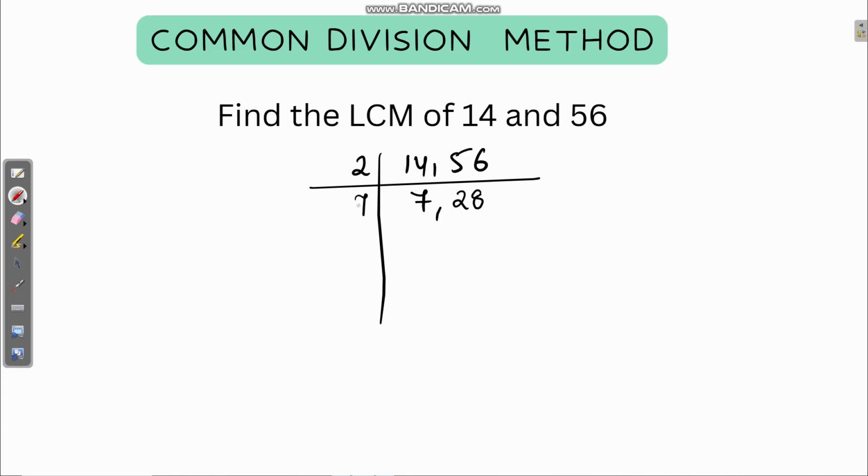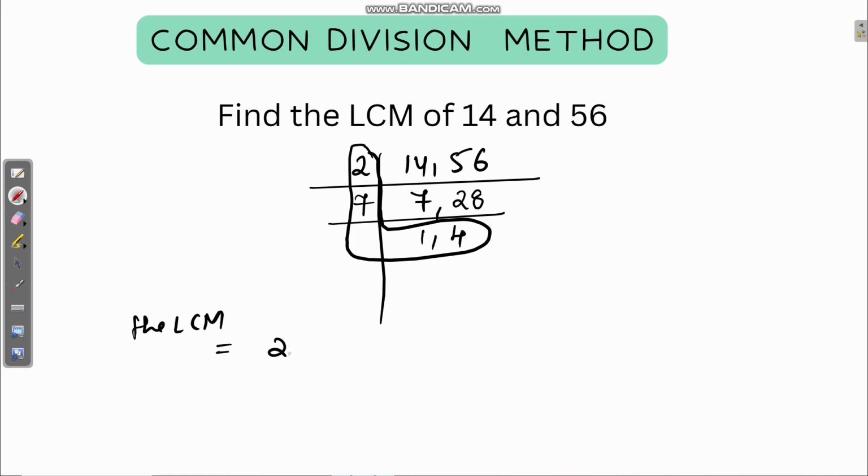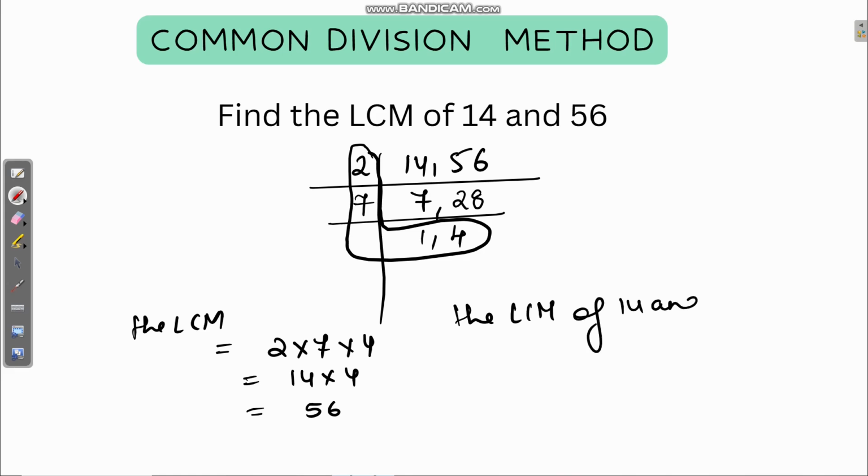I can take 7, then I'll get over here 1 and 4. I need to stop over here because there is no such number which can divide 1 and 4. So now what I need to do is simply multiply these numbers. So the LCM is equal to 2 into 7 into 4. Okay, that is 14 into 4. 14 4s are 56. So the LCM of 14 and 56 is 56. Let's move on to the next question.